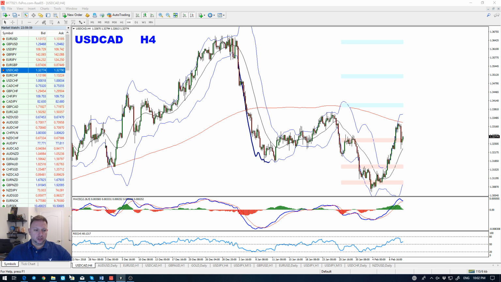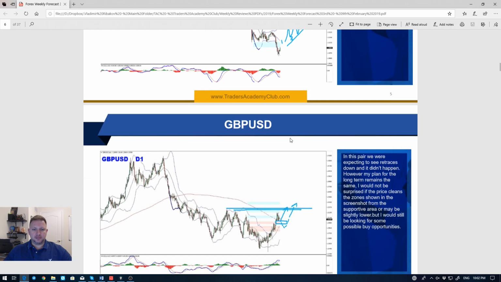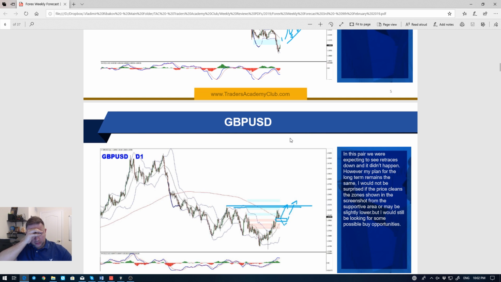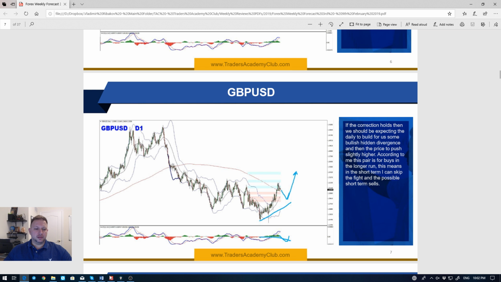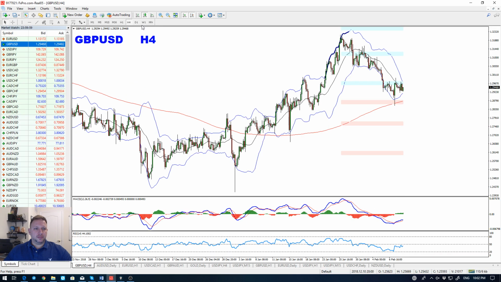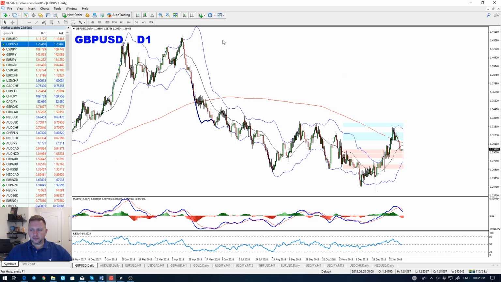So this is dollar CAD. The next one on the list is the pound dollar. And the pound dollar, our plan is buy dips, right? Dip and buy. So here we are on the pound dollar.